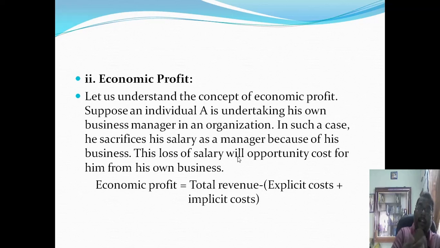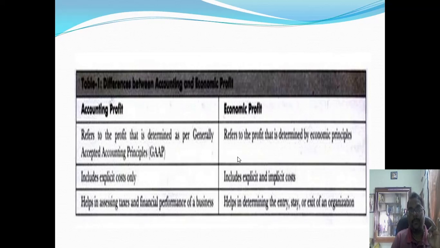It will differ from the accountant. It will differ from the business people. So here, economic profit, how am I arriving at it? Economic profit is equal to total revenue minus explicit cost plus implicit cost. So these are the two types of profits. Okay. So here you can easily identify the difference between the accounting and the economic profit. Accounting profit refers to the profit that is determined as per generally accepted accounting principles.